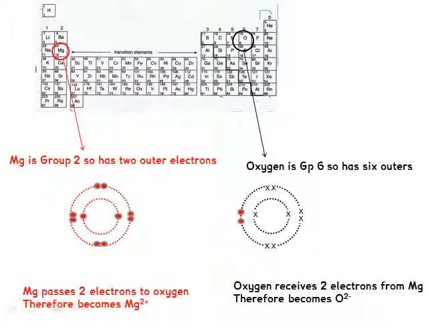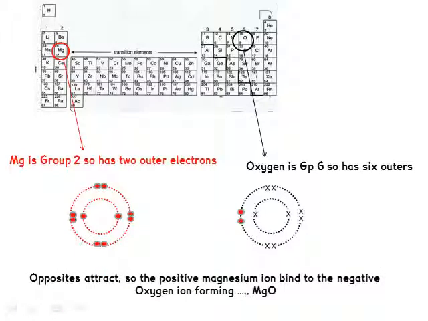So the magnesium passes 2 electrons to the oxygen, and in the process becomes positively charged, whereas the oxygen receives 2 electrons from magnesium and becomes negatively charged. It's not always that straightforward. Let's look at another example.